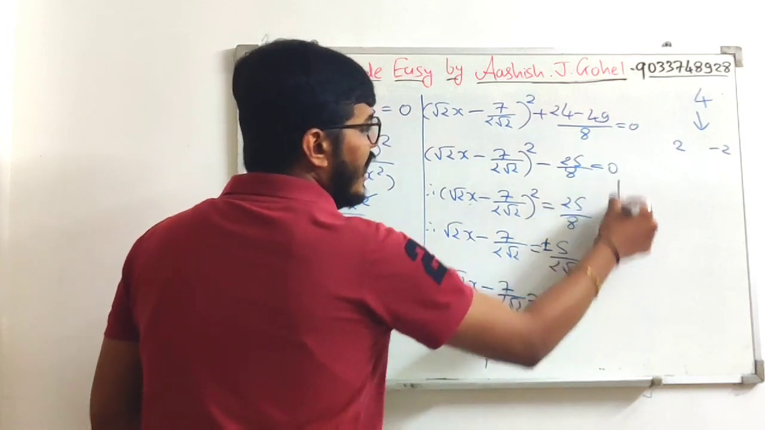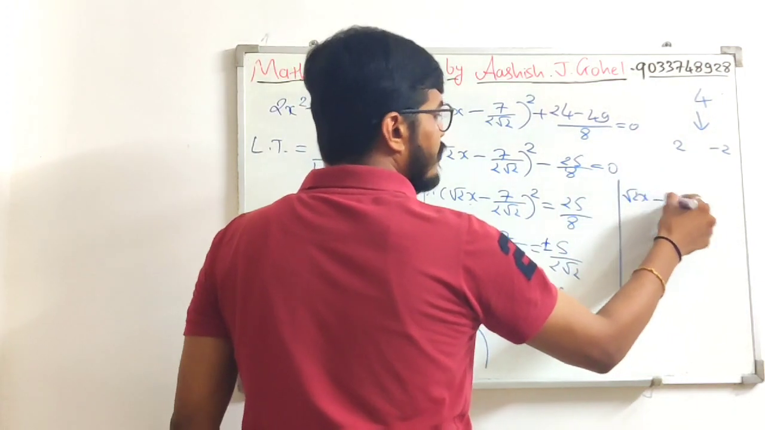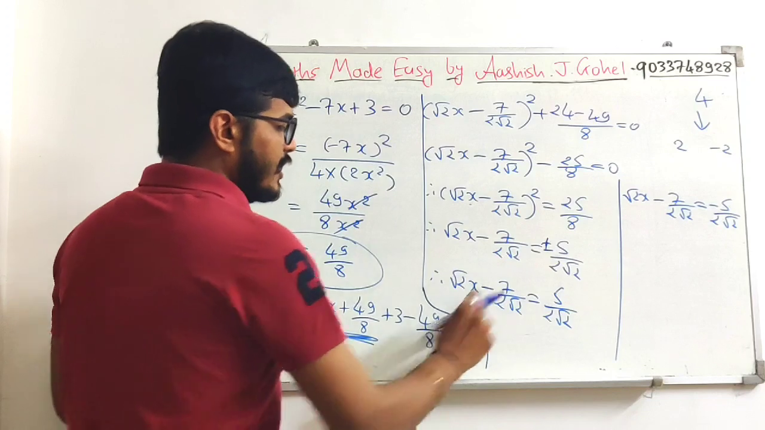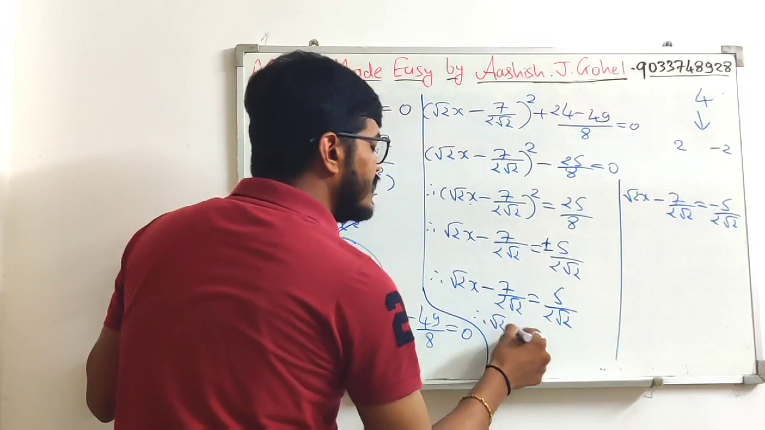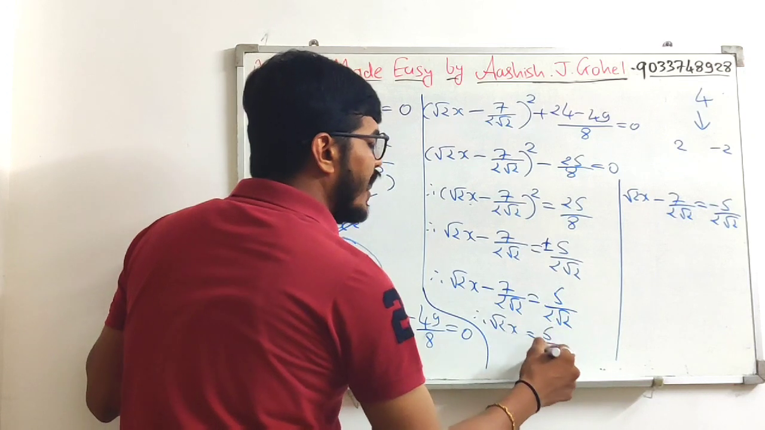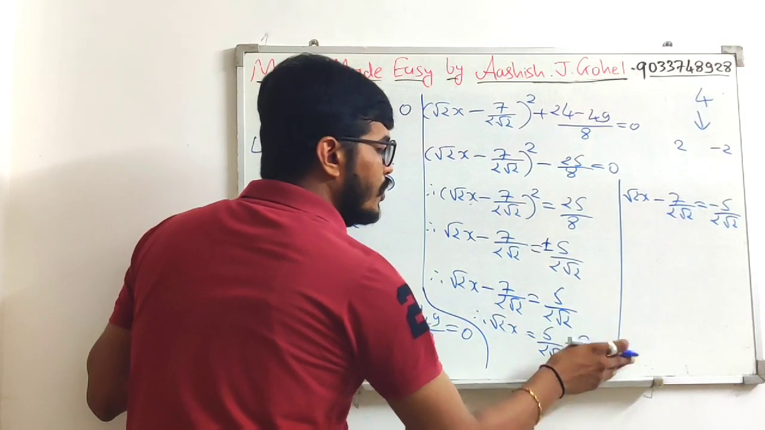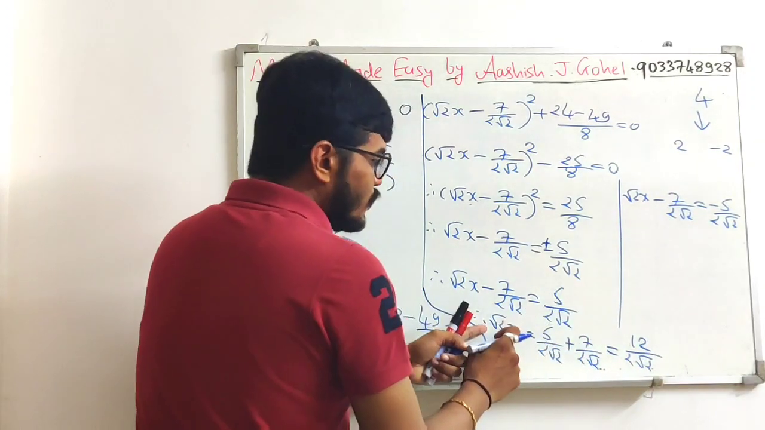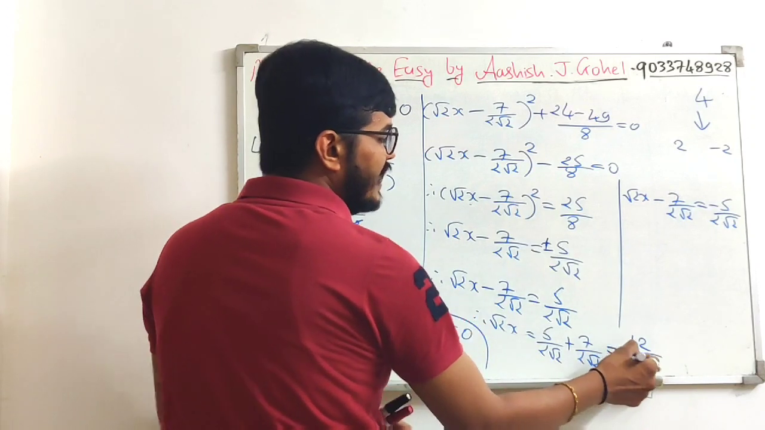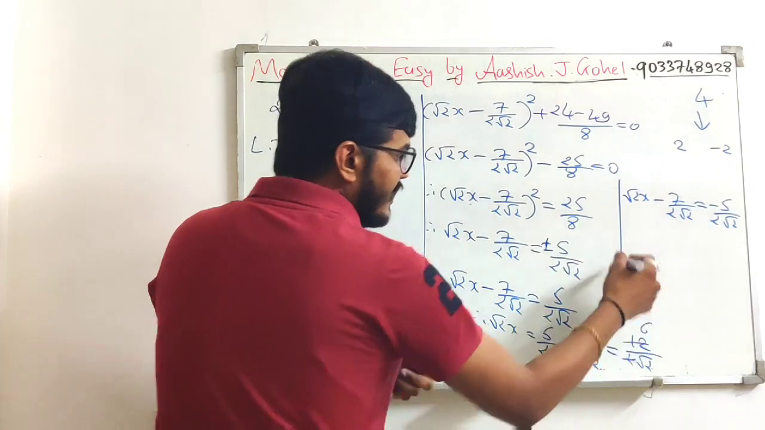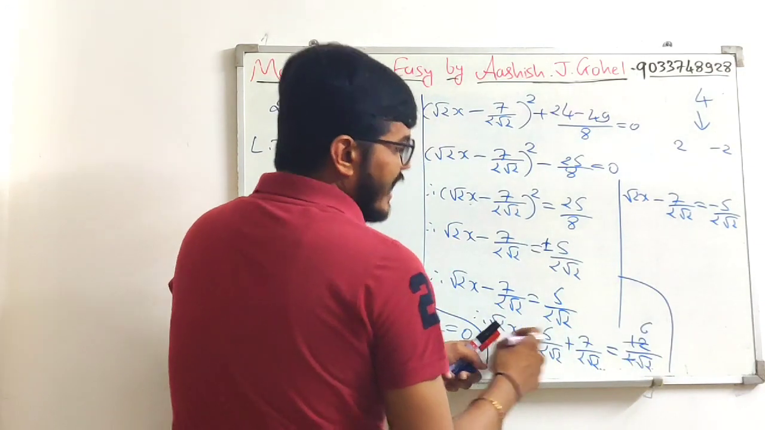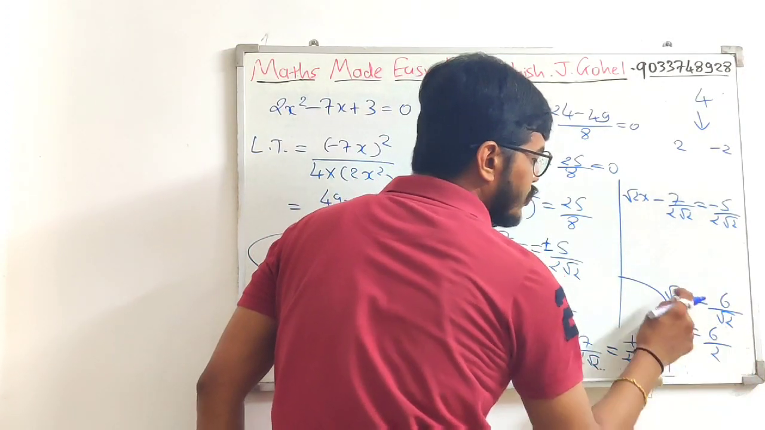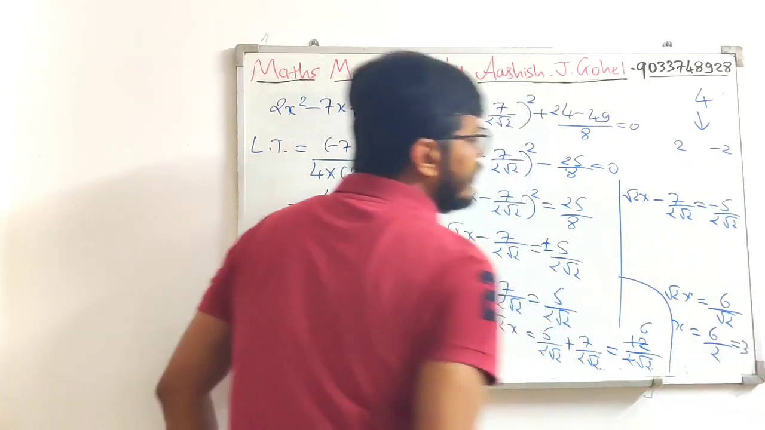Now we'll compare the equation, first with positive, then with negative. So √2x − 7/(2√2) is equal to 5/(2√2). Now we will make x the subject. If I take this term to this side, then √2x is equal to, since both the denominators are the same, 5/(2√2) + 7/(2√2). So here 12 upon 2√2. So √2x is equal to 12 divided by 2√2. We can cancel out this 6 and you get √2x equal to 6 divided by √2. So x is equal to 6 by 2, since √2 into √2 will be 2. So the answer will be 3.